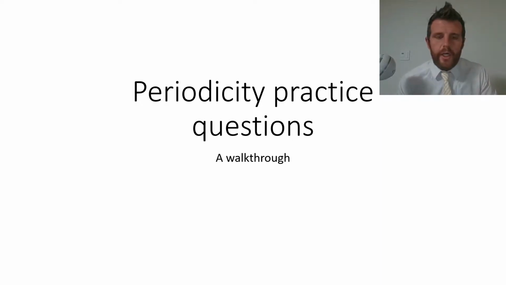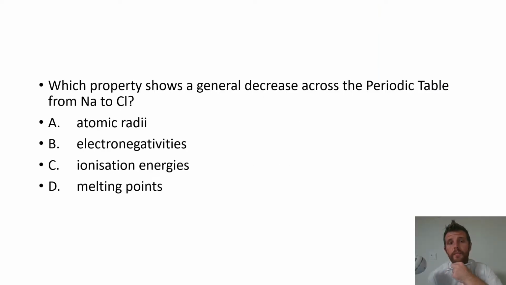Hello, everybody. I'm going to go through this a little bit quicker than the normal practice questions because the logic ends up being the same for basically all of them. First and foremost, which property shows a general decrease across the periodic table? This is the key word here.